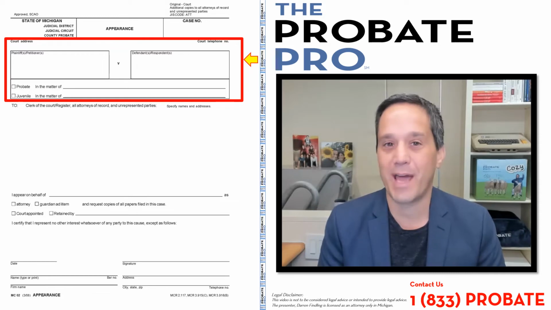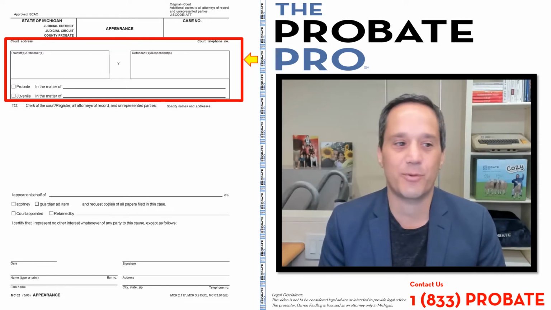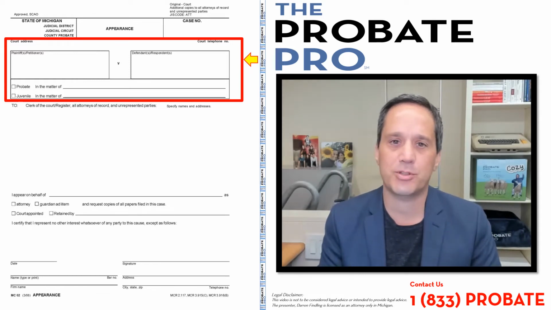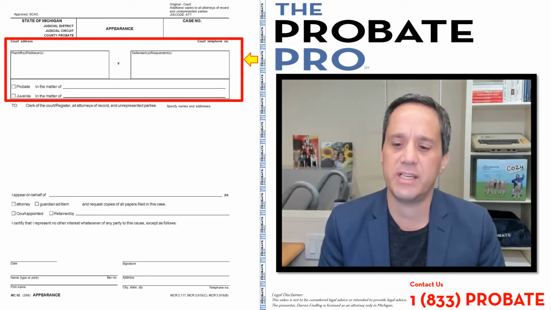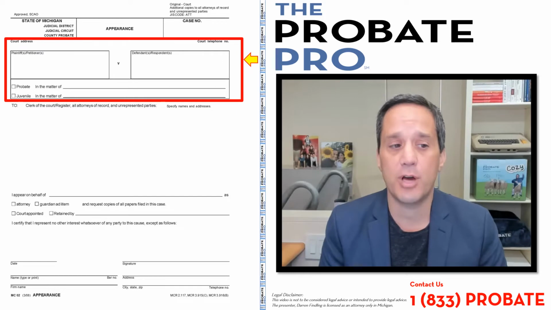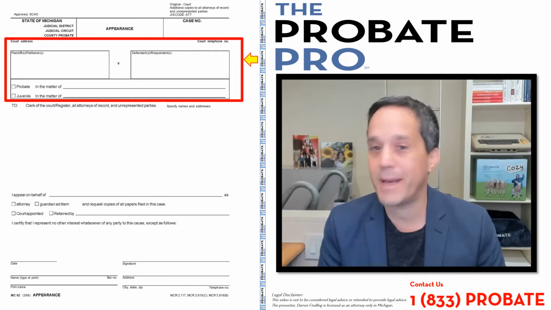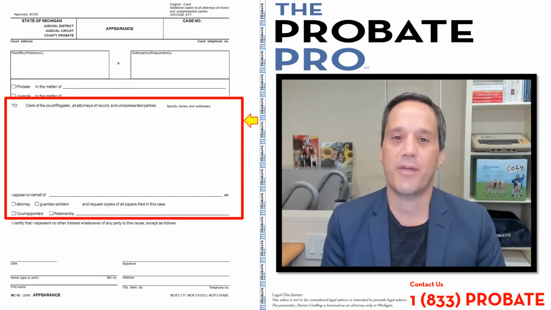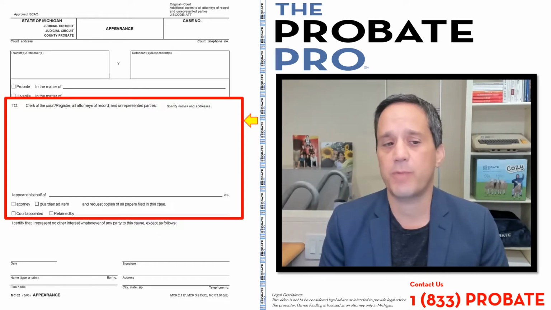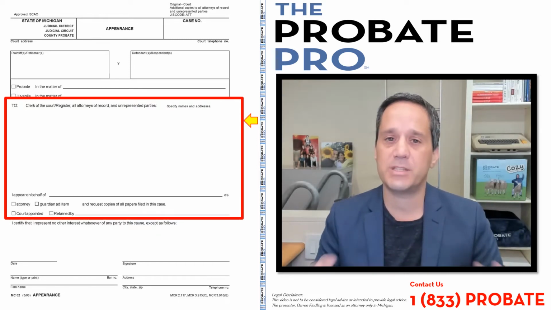It talks about the court address, the plaintiff's information, the defendant's information. And then, of course, if it's a probate or juvenile proceeding, it says in the matter of. That's the name of the person upon which the proceeding is occurring. So, for example, the estate of John Doe would be in the matter of John Doe, and you check the little probate box. As we work further down that document, it provides that to the clerk of the court, the register of the particular juvenile or probate court, and all attorneys of record and unrepresented parties would be specified there.